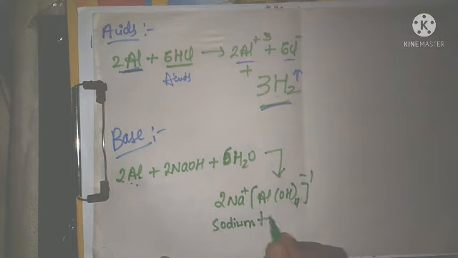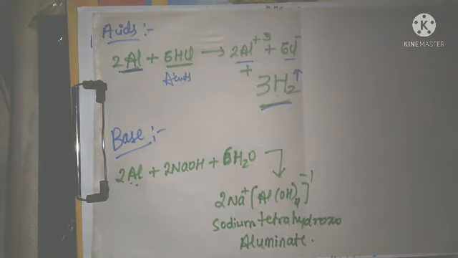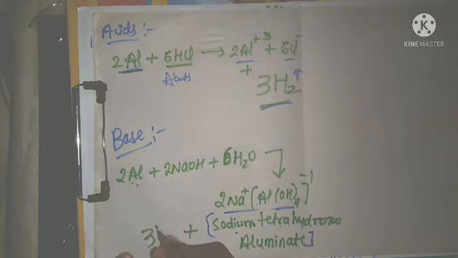Here sodium is outside. Total how many hydroxides? 4. Four means tetra. What is that? Hydroxo aluminate, sodium tetrahydroxo aluminate. This is the name of this complex, and it also releases hydrogen gas, that is 3 moles of hydrogen gas is released.